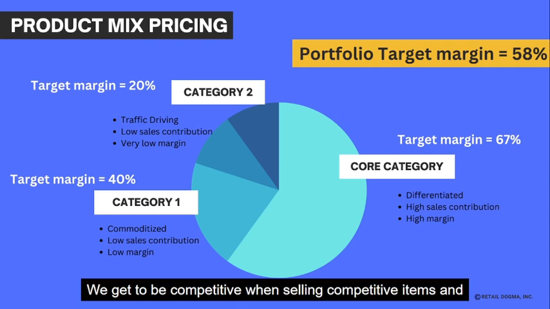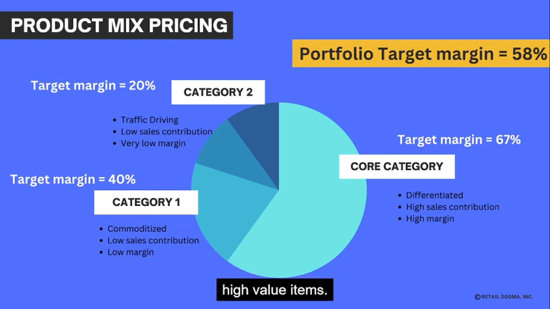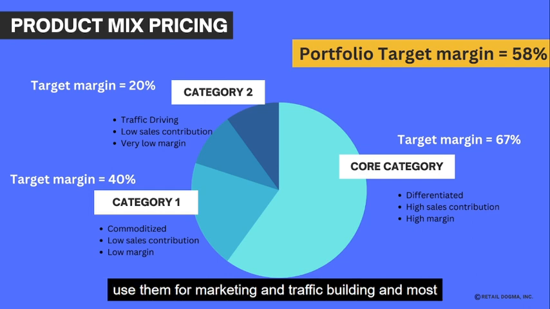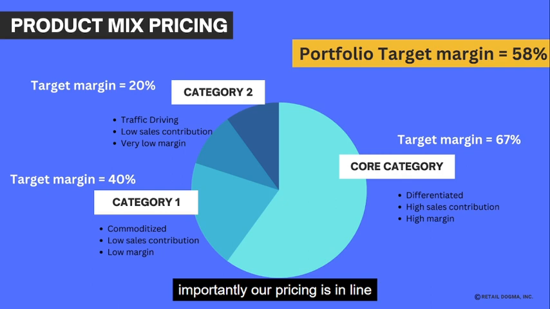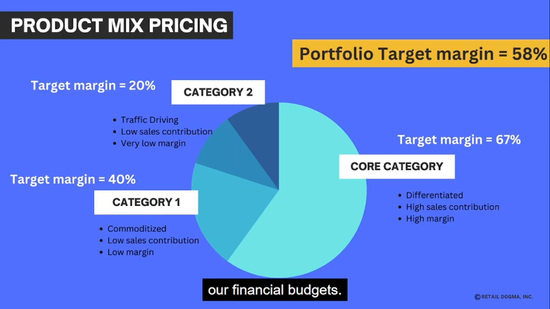We get to be competitive when selling competitive items and get to extract more profits when selling differentiated high-value items. We even get to sell some products at no or low margins and use them for marketing and traffic building. And most importantly, our pricing is in line with our brand positioning and is also in line with our financial budgets.